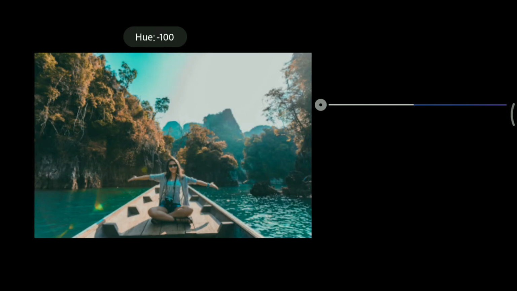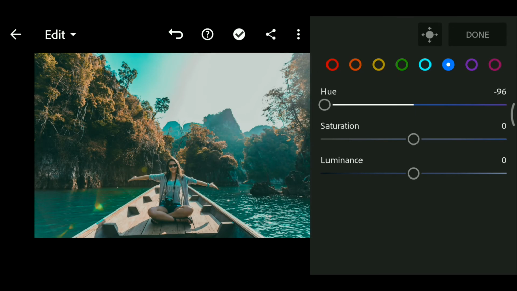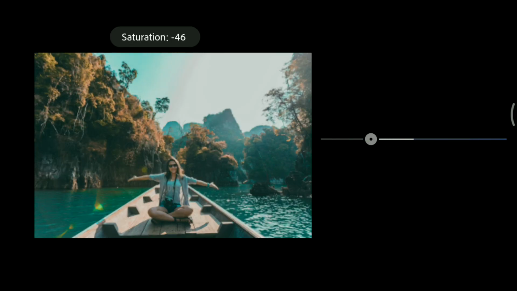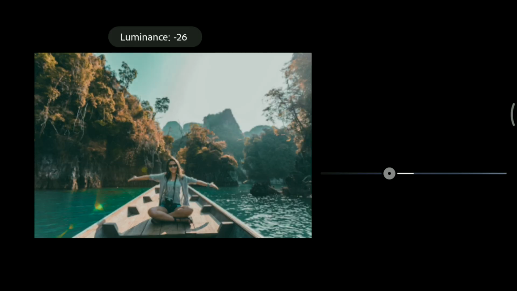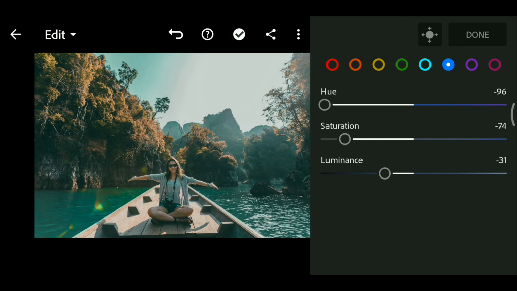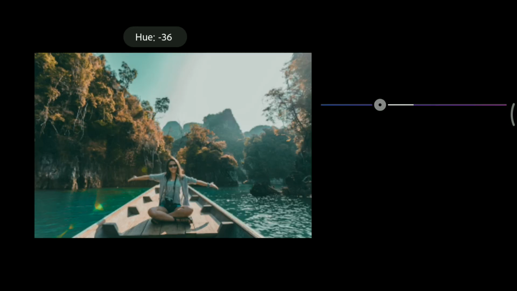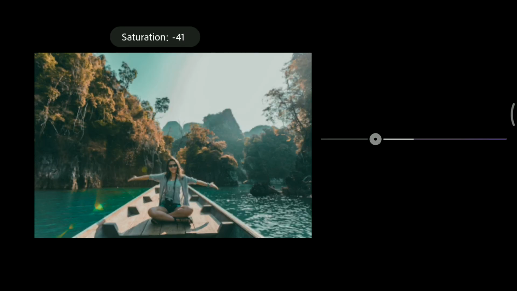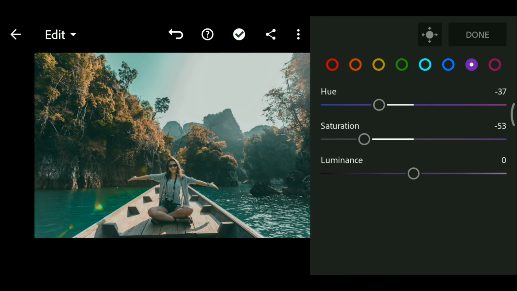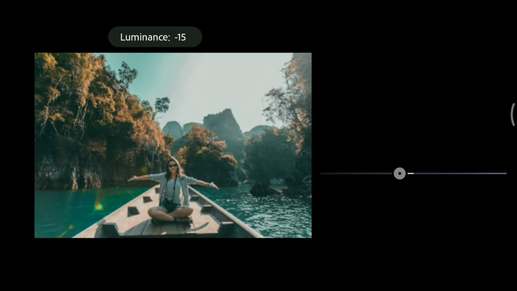Blue, hue minus 96, saturation minus 74, luminance minus 31. Violet, hue minus 37, saturation minus 53, luminance minus 44.